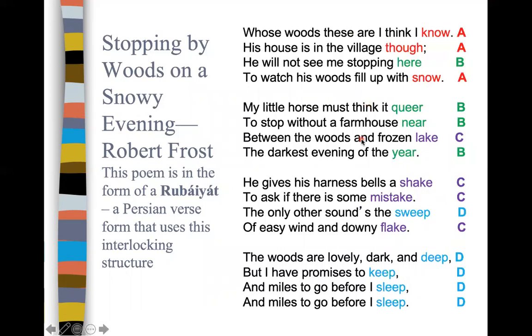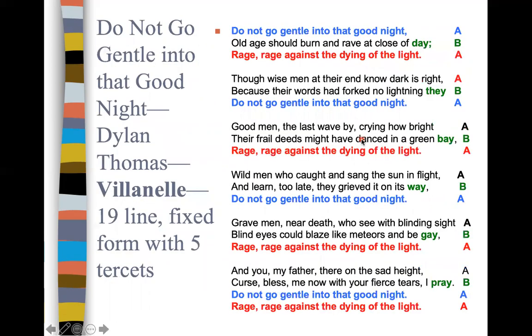Next, you could mimic Do Not Go Gentle Into That Good Night. It uses lots of repetition. The pattern is really simple, right? If you count the syllables per line, grave men near death who see with blinding sight, each line is about 10 syllables long. It's the same in a sonnet.